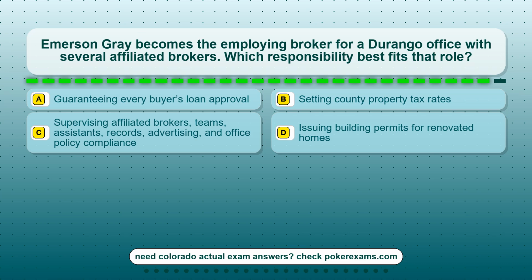Question 4. Emerson Gray becomes the employing broker for a Durango office with several affiliated brokers. Which responsibility best fits that role? Option A. Guaranteeing every buyer's loan approval. Option B is setting county property tax rates. Option C. Supervising affiliated brokers, teams, assistants, records, advertising, and office policy compliance. Option D. Issuing building permits for renovated homes.